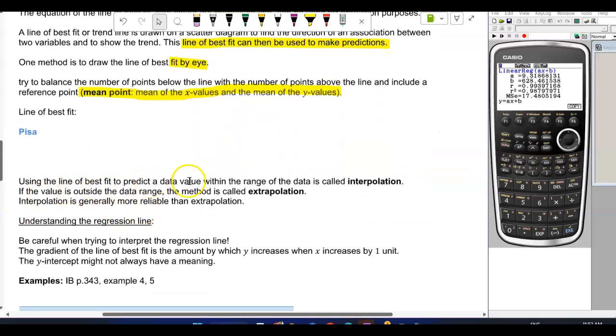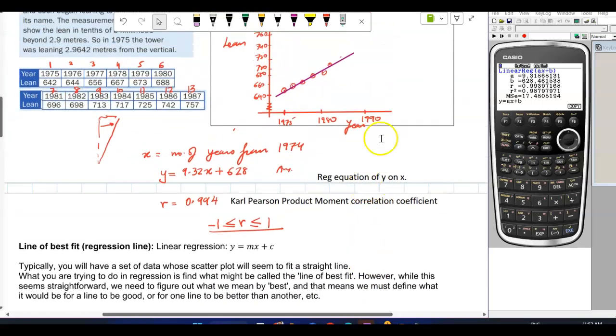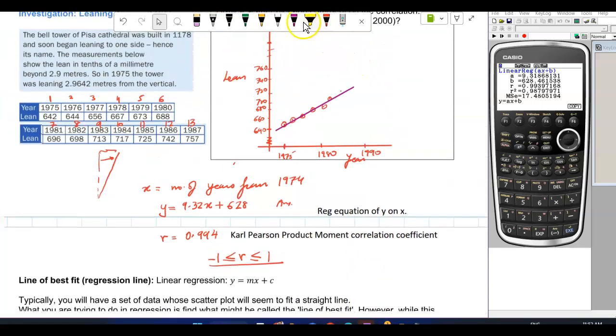Okay, using a line of best fit to predict data within the range is called interpolation. Hold on, what is interpolation? I don't know. See, now this is very important. Look, the highest and the lowest values are called the poles. So this is the lower pole, and this is called the upper pole.